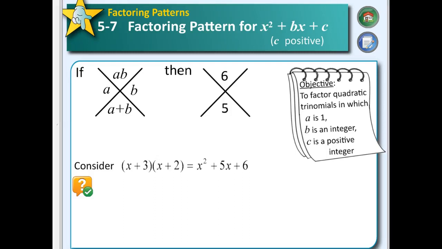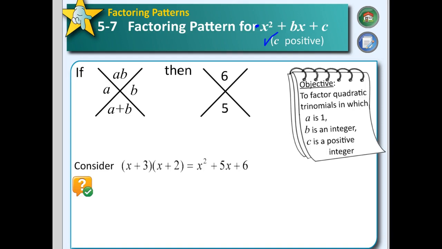Okay, class, today we're going to look at this idea of continuing factoring. If you look here, we're looking at 5-7, and it says we're factoring patterns 4, and our pattern is this. We've got x squared plus bx plus c. The key here is that my constant term is positive.